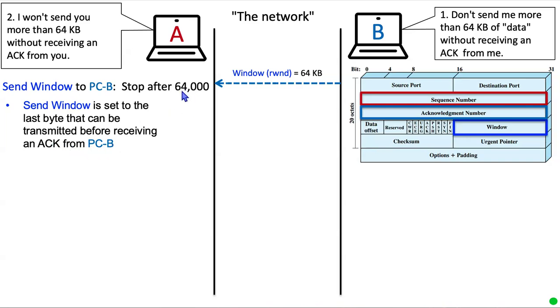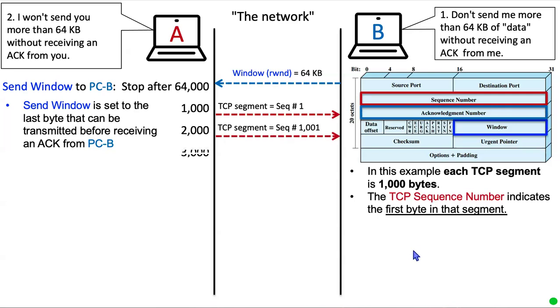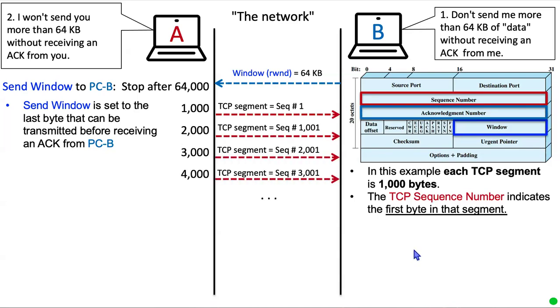I have to stop at byte number 64,000. So let's start sending some bytes. Okay, so we can see in these TCP segments that we're sending 1,000 bytes for each TCP segment. And I've rounded it off to 1,000 bytes. We'll talk more about what that number most likely will look like in a little bit.